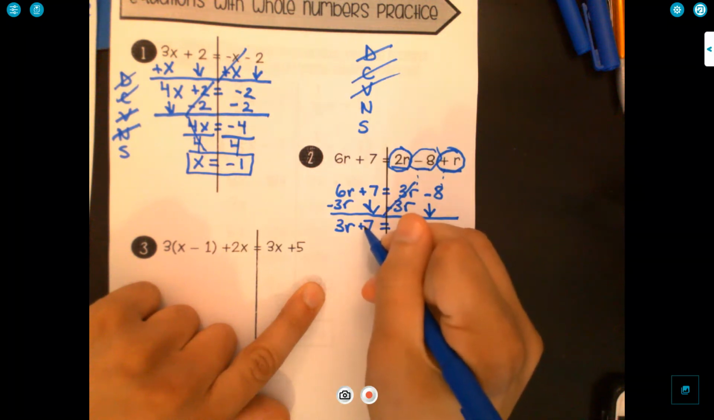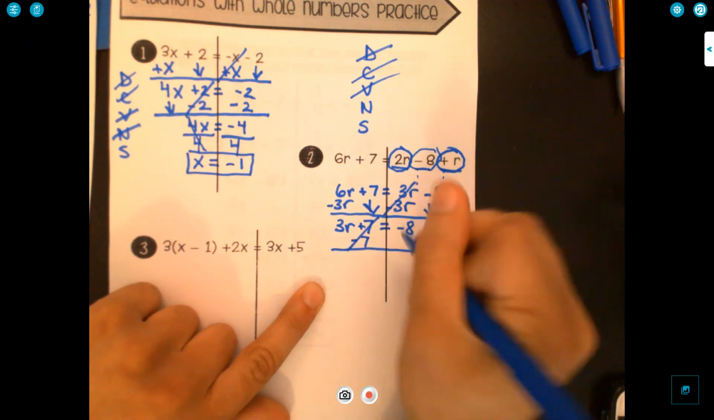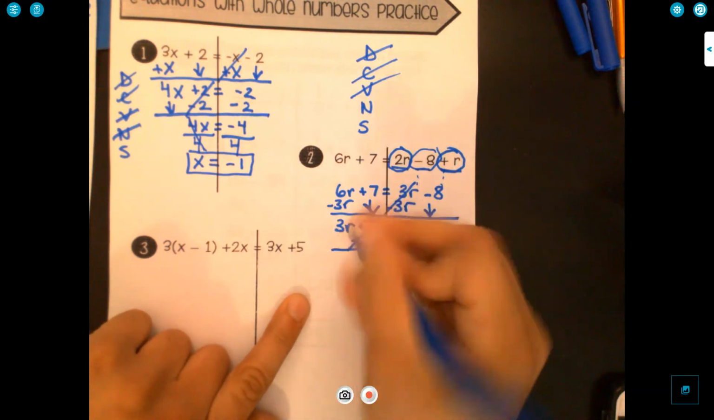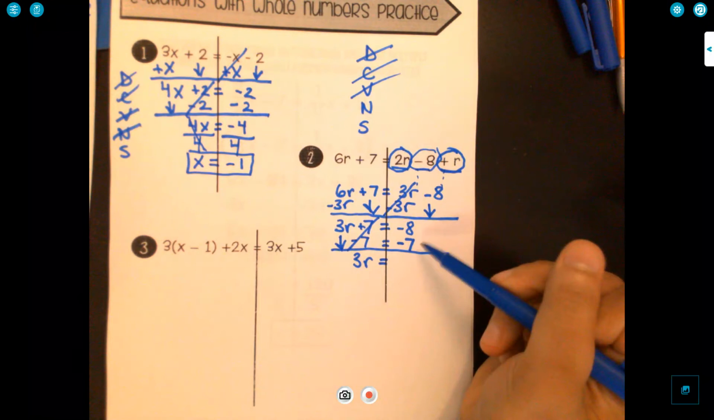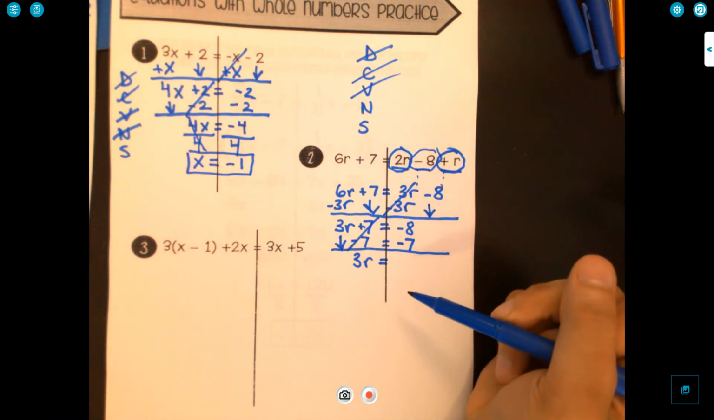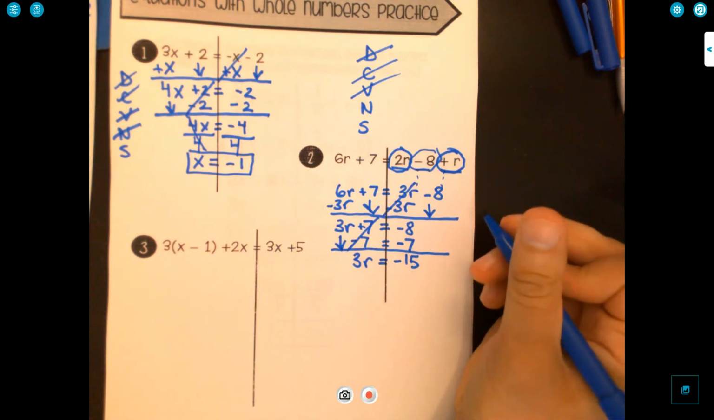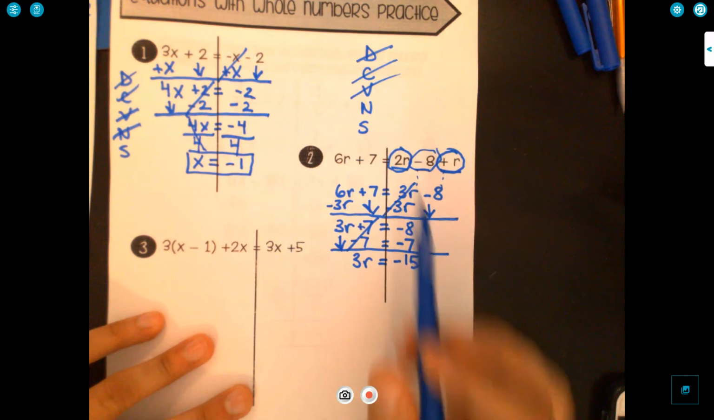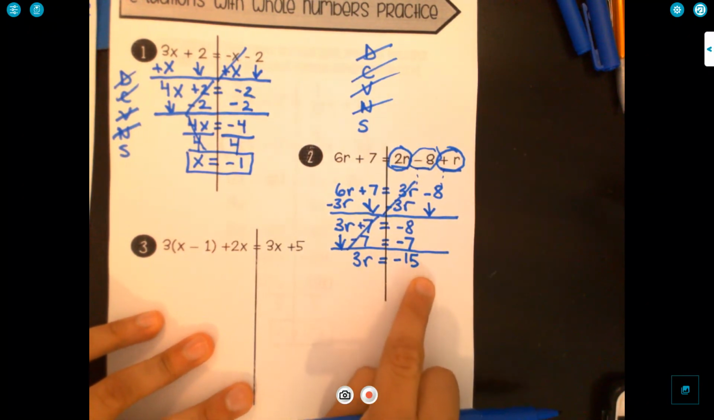All right, so that means I'm going to take this positive 7, make it a -7. That way I get it equal to 0. Subtract 7 on this side. That cancels out. Bring down your 3r. So we have 3r is equal to -8 minus 7, which comes out to -15. All right, so now we have 3r equals -15. We moved our number. So we have variable on one side, constant on the other side.